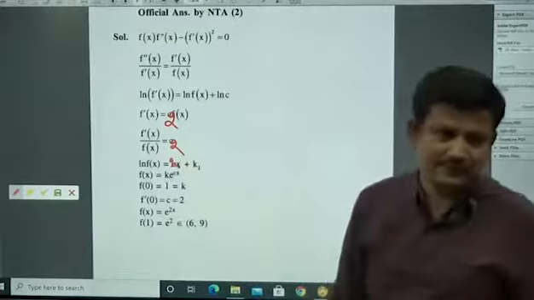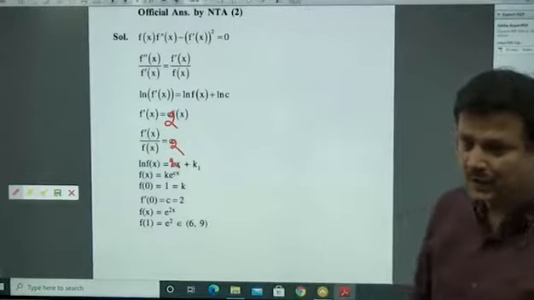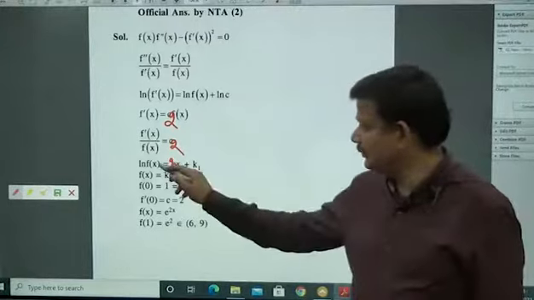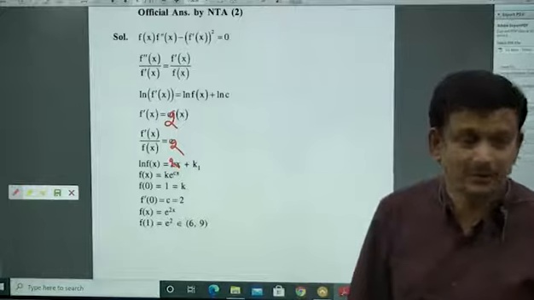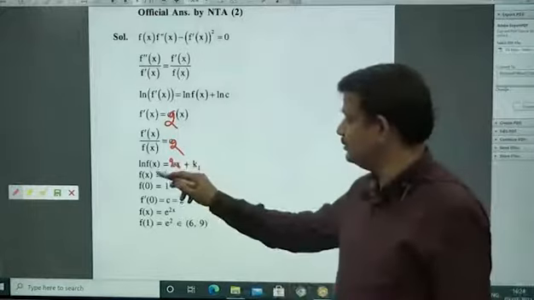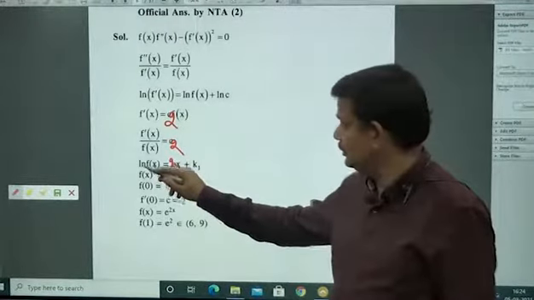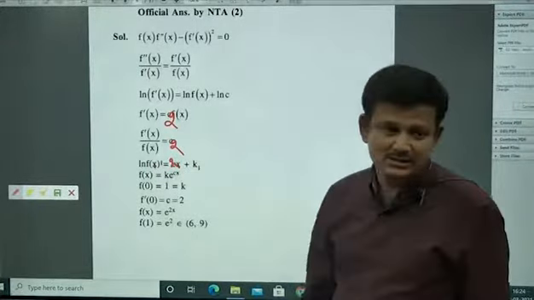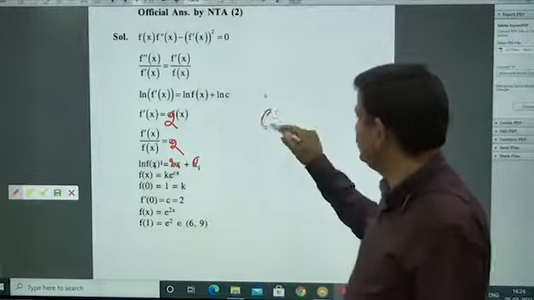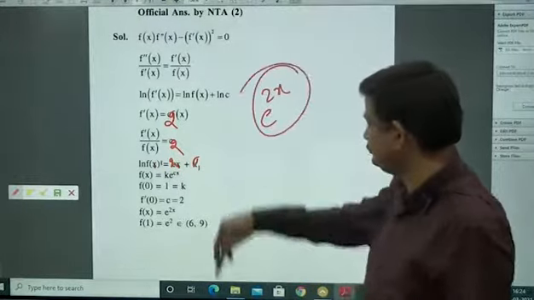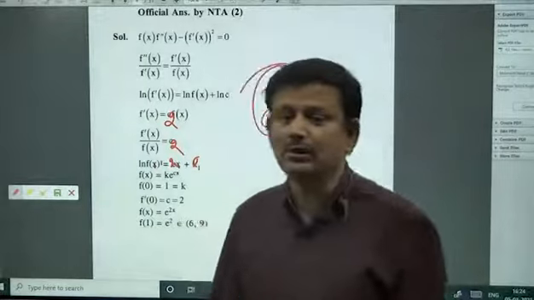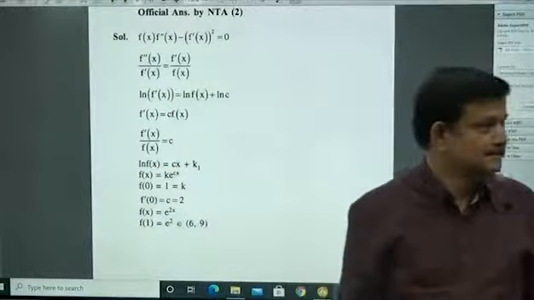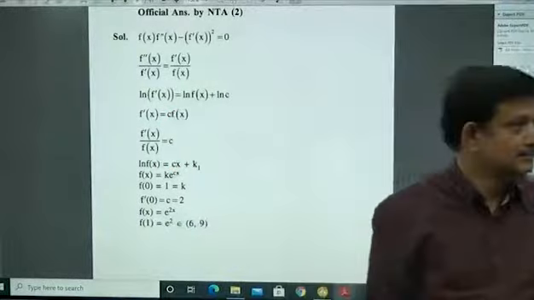Integrating this again is simple. F dash x by f is log f. Again one more integration constant will come. That also you can get rid of because f of 0 you already know is 1. So put x equal to 0 here itself. Log 1 is 0, so k is 0. So e power 2x is the function. Now whatever you want, you can answer. Okay, any doubt till here?